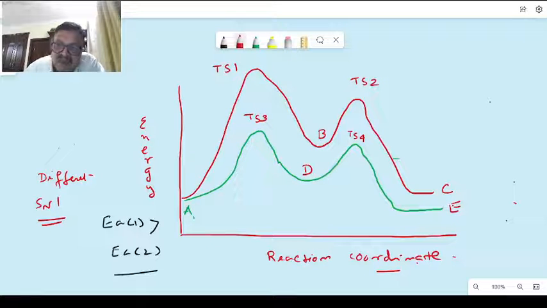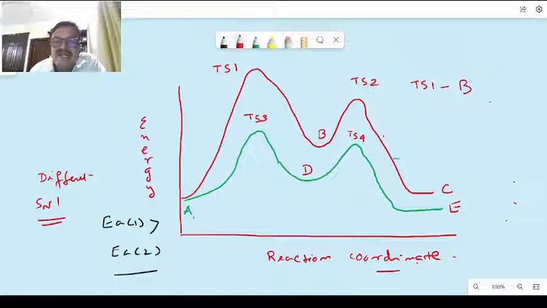So in the first part of the reaction, TS1, that is transition state 1, is closer in energy to B. In the first part of the reaction, TS1 is closer in energy to B than it is to A. There is a lot of difference here.